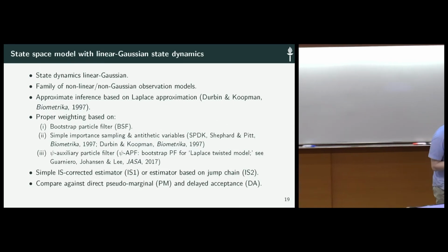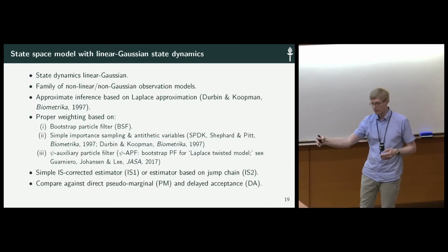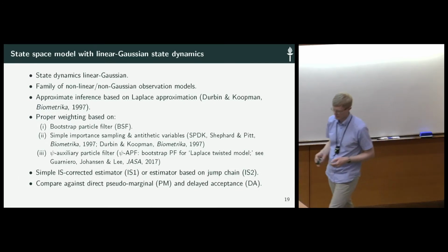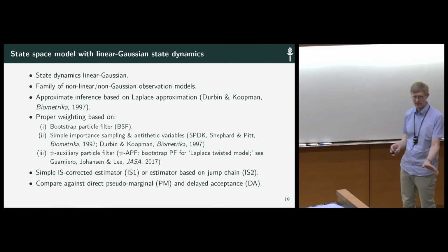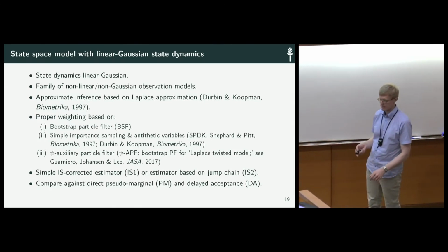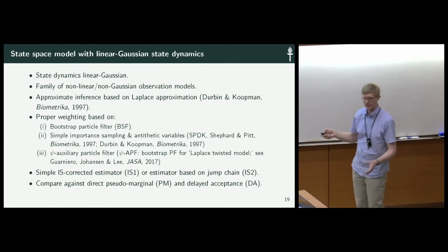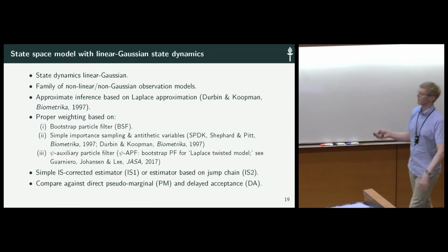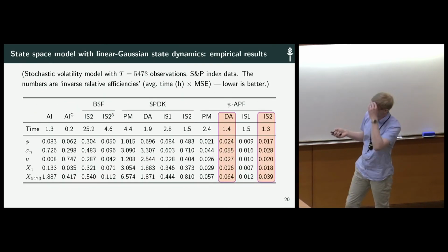Then we did experiments with a simple correction with a jump chain, where you only run the particle filter for the accepted values of the MCMC. And then you can compare against pseudo-marginal or delayed acceptance, because there is a version of pseudo-marginal and delayed acceptance for all of these as well. Or not for the first one, well, anyway, many combinations are relevant. So these are basically the results.